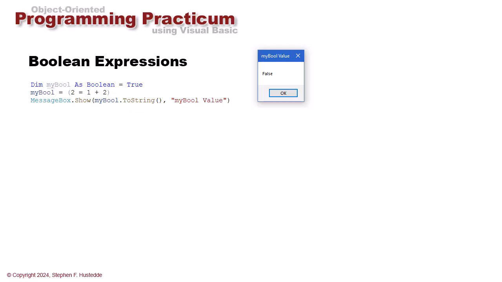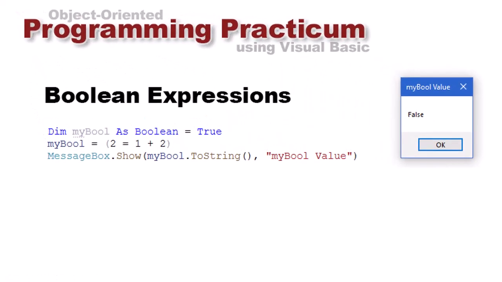A Boolean variable is one that contains a value of either true or false. A Boolean expression then is an equation that evaluates to true or false. A Boolean expression will always have two parts, one on each side of a Boolean operator. So let's take a look at this code here.